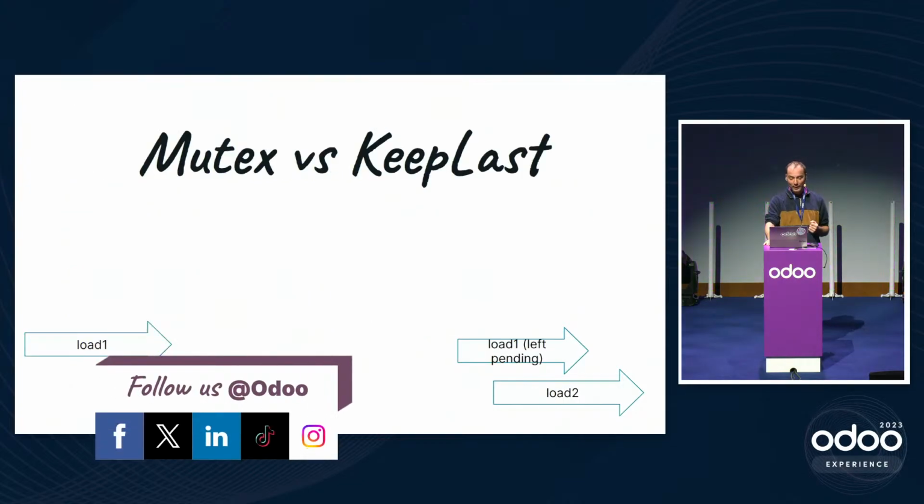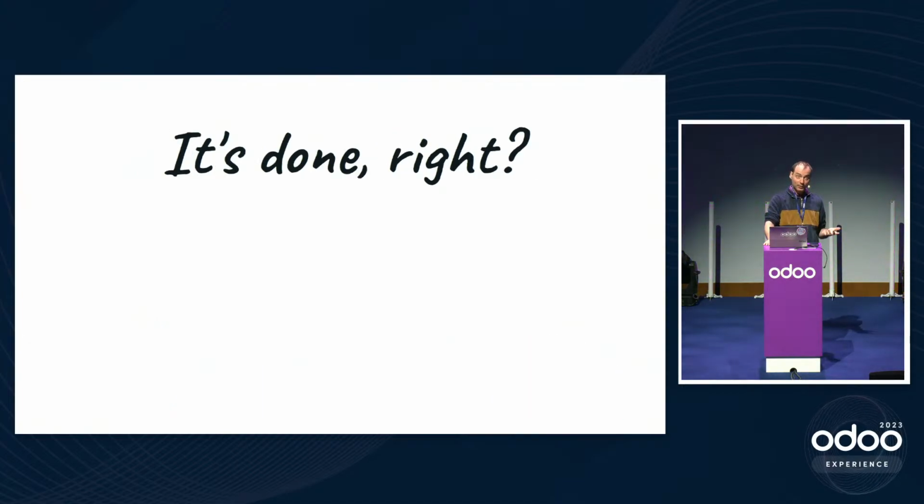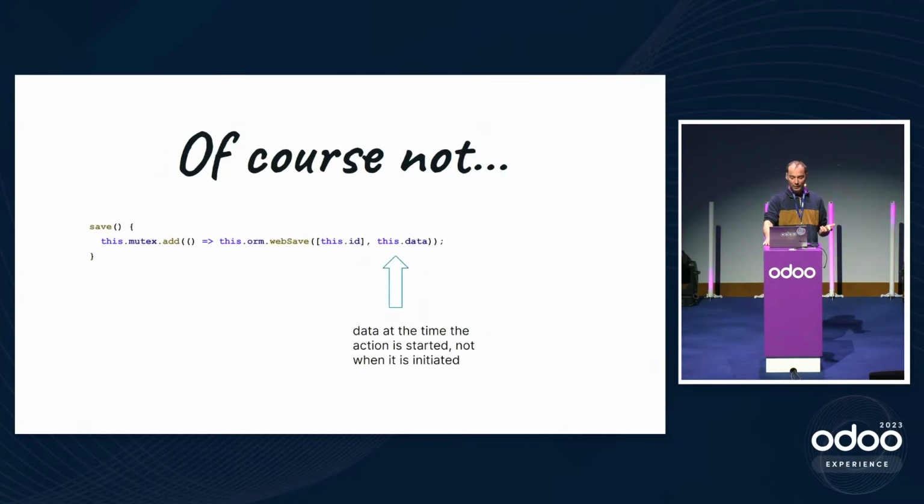Now, this is a comparison of what it could look like. If you use mutex, it's slower, but it's safer. And if you use a keep last, you will ignore the first operation and start the second operation quicker. Now, are we done? Of course not. If you look at this, we have one more issue.